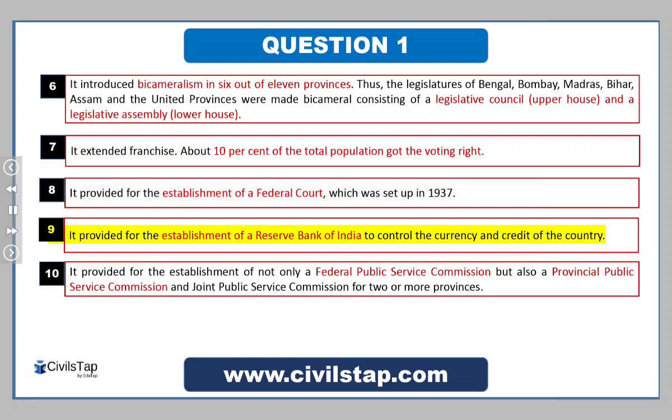8. It provided for the establishment of a Reserve Bank of India to control the currency and credit of the country. 9. It provided for the establishment of not only a Federal Public Service Commission but also a Provincial Public Service Commission and Joint Public Service Commission for 2 or more provinces.